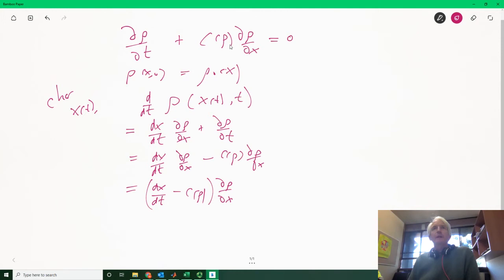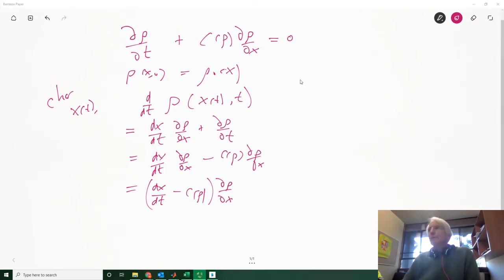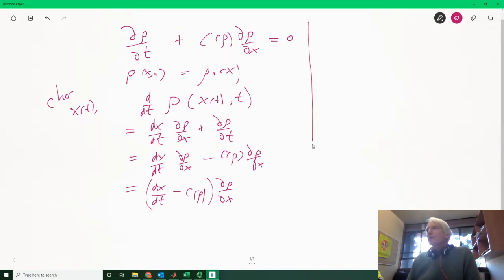That depends on some choice that we're going to make, right? Okay, so we've left that choice open, but what we've got here is that on the curve, dx dt is equal to c of rho. Rho is a constant. And if rho is a constant, that implies that c of rho must be a constant, which implies that the characteristics are straight lines.